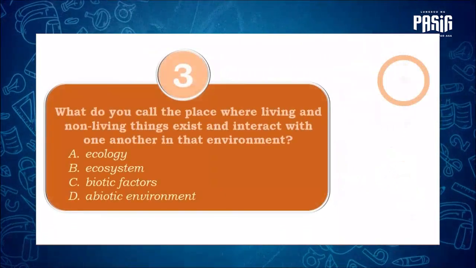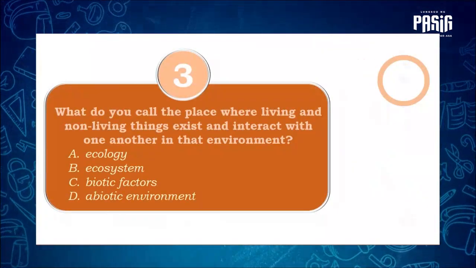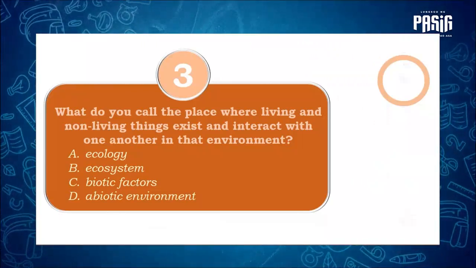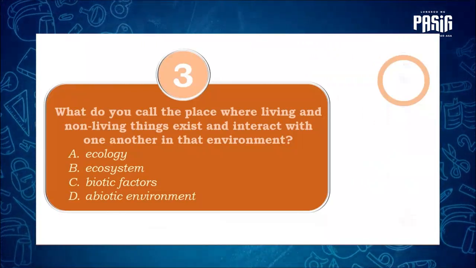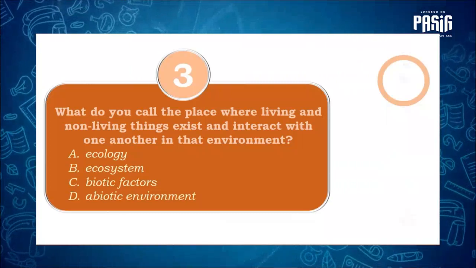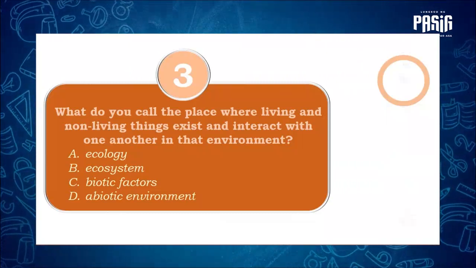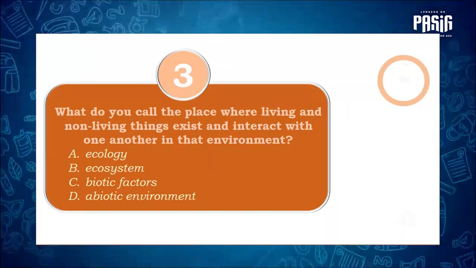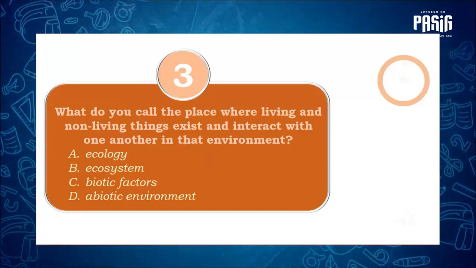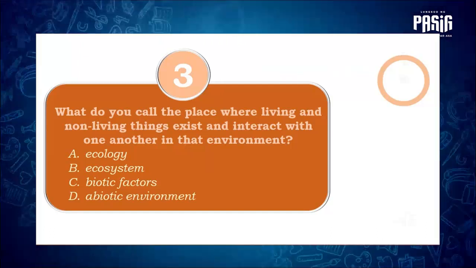What do you call the place where living and non-living things exist and interact with one another in that environment? A. Ecology. B. Ecosystem. C. Biotic factors. Letter D. Abiotic environment.